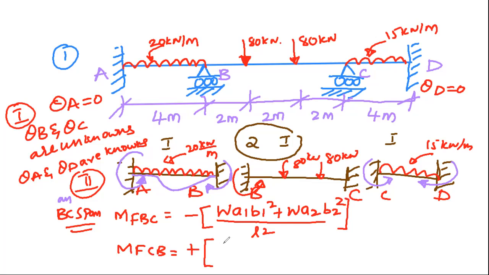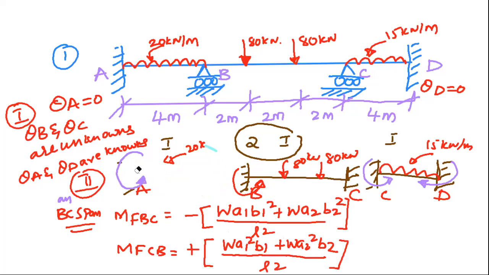Again the formula will be the same, but there is a small variation you have to observe: W A1 square B1 plus W A2 square B2, whole divided by L square. So these are the formulas. Now you just substitute the values. I'm going to erase the upper portion, just to give you the values of A1 and A2.